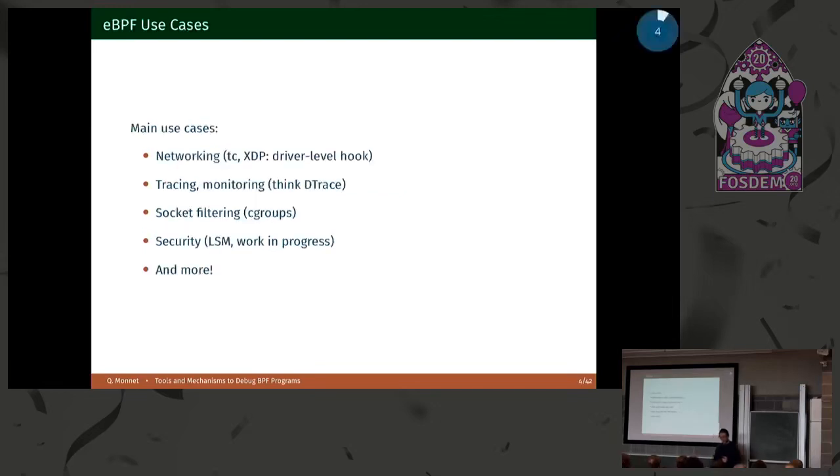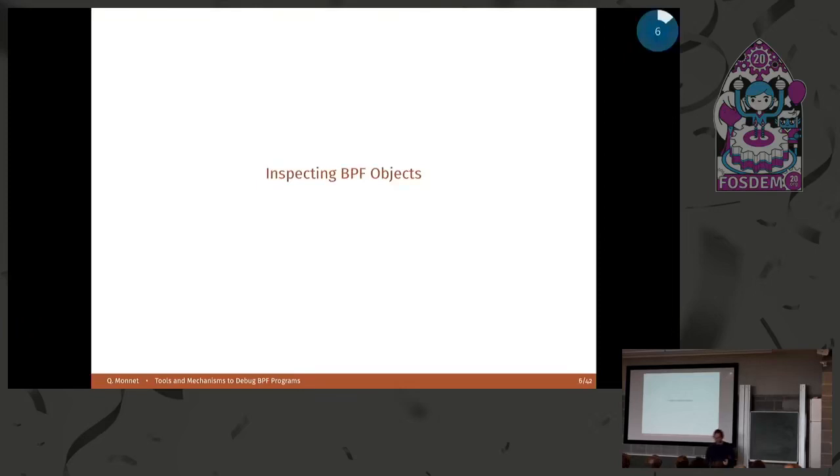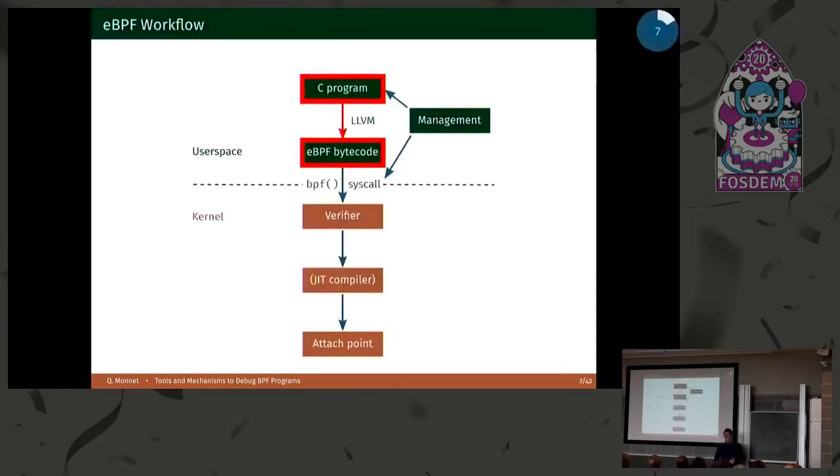I just forgot to mention the main use cases for BPF. So we have networking, tracing. We have also some use cases for socket filtering and cgroups. There is work in progress for Linux Security Module. And we have also more use cases, smaller ones that exist today, and probably some others that will appear in the future. So let's start with the first step of our workflow.